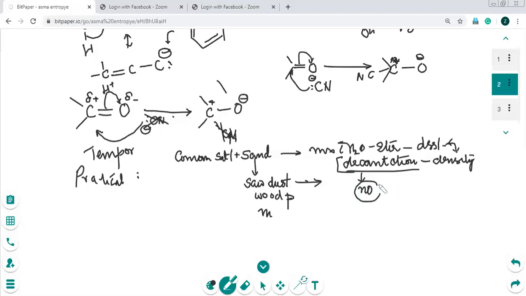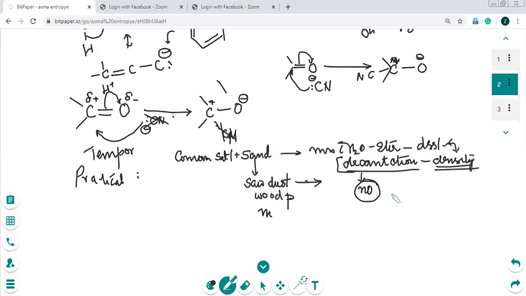A big no. Even that is dust, right? It is insoluble, I agreed, but you cannot use decantation. What is decantation? Just pouring the water off. Exactly. For that purpose, it should be very dense.